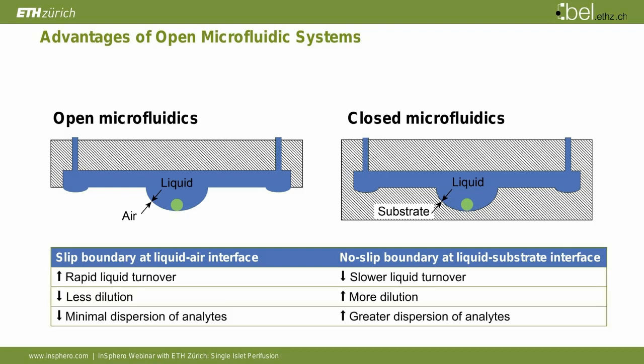What does this give us? In the open microfluidic chip system, with the slip boundary, we have a rapid liquid turnover, we have less dilution and a minimal dispersion of the analytes that are secreted from a pancreatic islet. In the closed microfluidic scenario with a no-slip boundary condition that I show on the right-hand side, we have a slower liquid turnover, we have more dilution, and we have a greater dispersion of the analytes that are secreted from an islet microtissue.